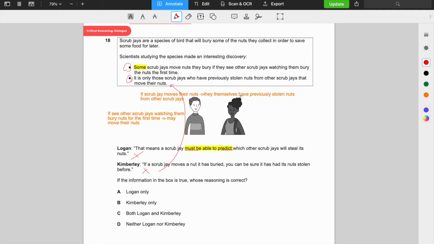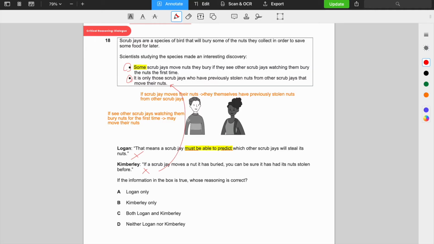They themselves are robbers who have stolen nuts themselves, right? You can't say they have had nuts stolen from them. No, it's the scrub jays who had previously stolen nuts themselves who move their nuts, right? So Kimberly has misinterpreted statement 2, so you have to be very precise when you're analysing the language, right? Especially in an exam when you're really nervous and you're trying to skim the passage. Make sure you're always precise, which is obviously challenging, but doing a lot of practice will help, and also underlining keywords would help as well.